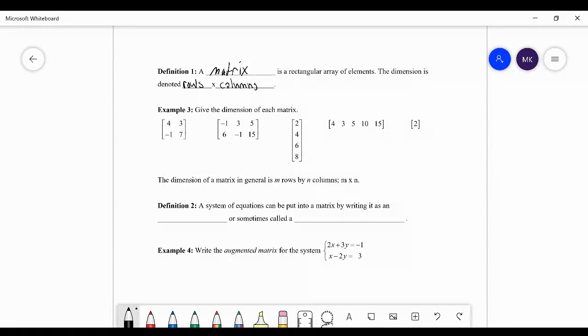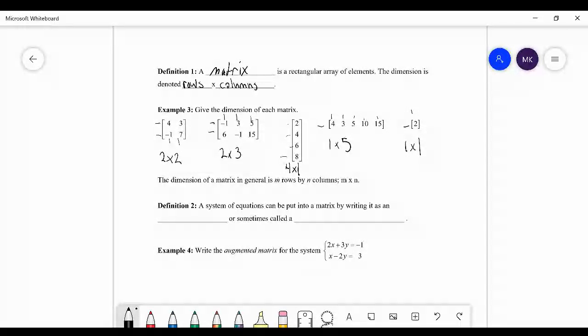So let's give the dimensions of each matrix. This is a very simple one. There are two rows, 1, 2, and 1, 2 columns. So this is a 2 by 2 matrix. Our next one also has 2 rows, but it has 1, 2, 3 columns. So this is a 2 by 3 matrix. This one here, we have 1, 2, 3, 4 rows and 1 column. So this is a 4 by 1 matrix. And this next one has 1 row and 1, 2, 3, 4, 5 columns. So let's say 1 by 5. This one has 1 row, 1 column. So let's say a 1 by 1 matrix.